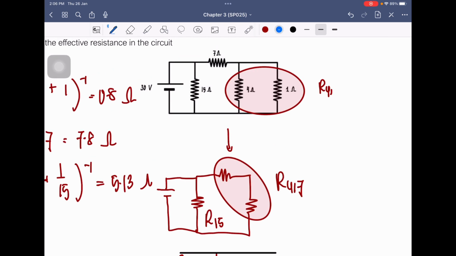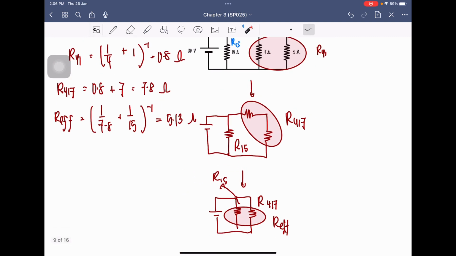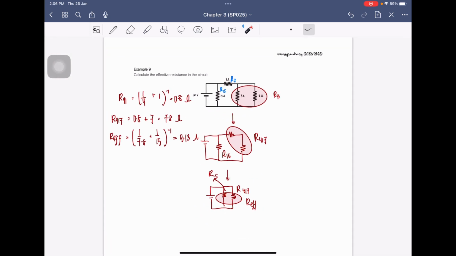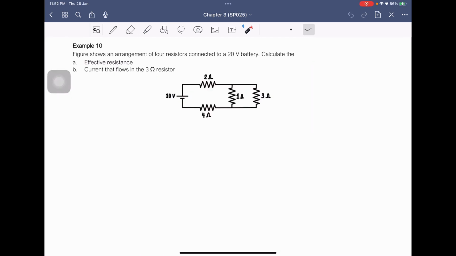Okay, so what I meant earlier is, this is R7, this is R15. That is how the numbering works. I'll follow the value of the resistance. Okay, so that is how you solve for the effective resistance for example number 9.